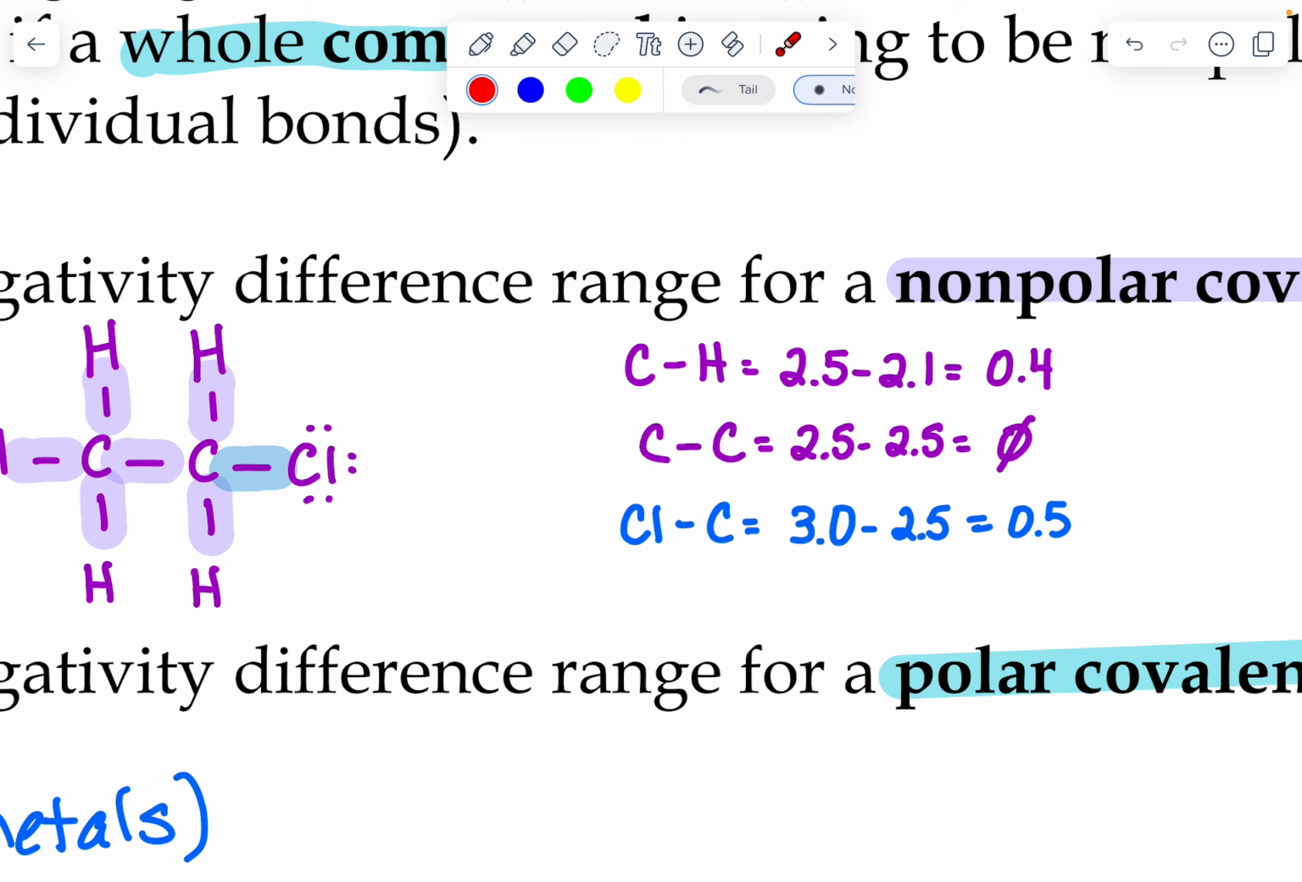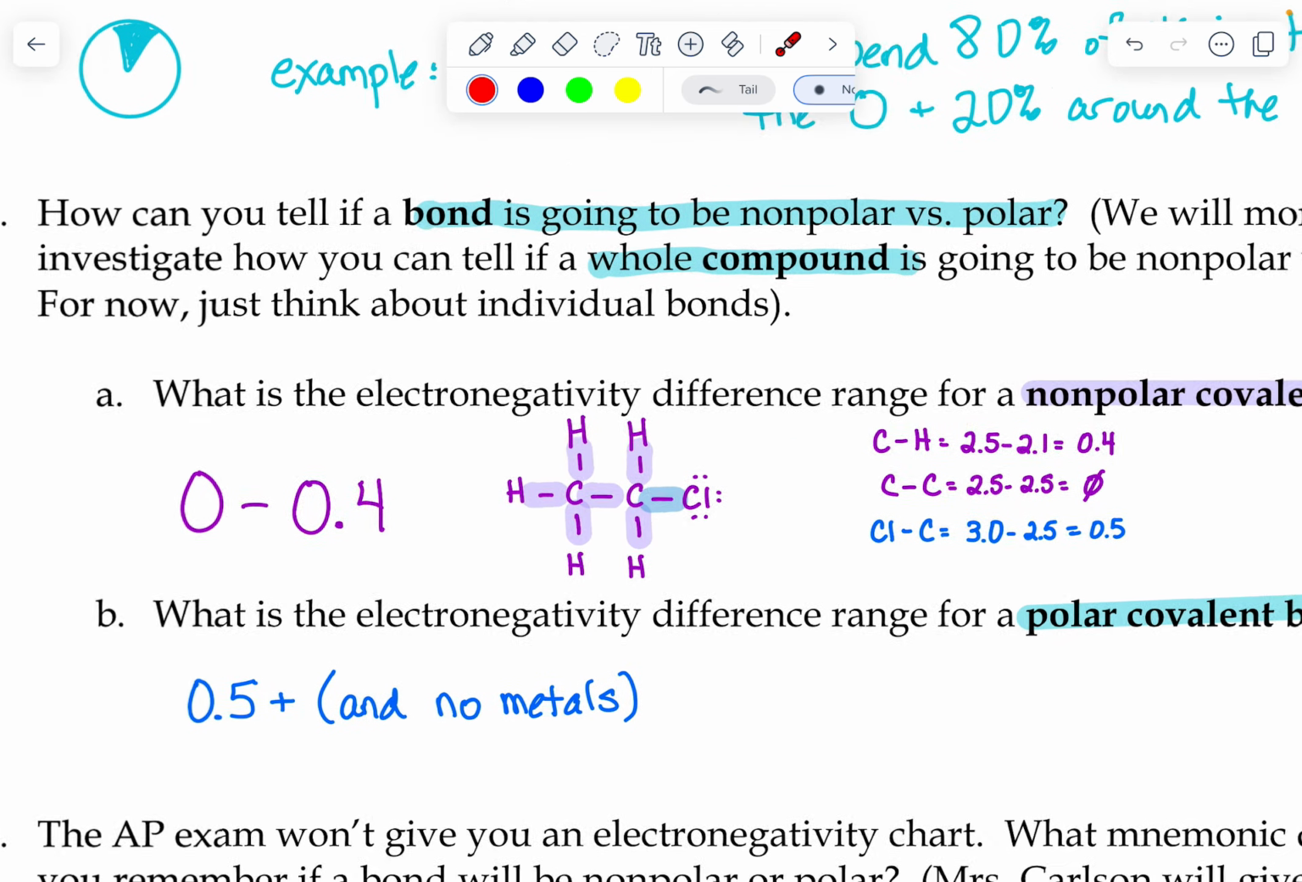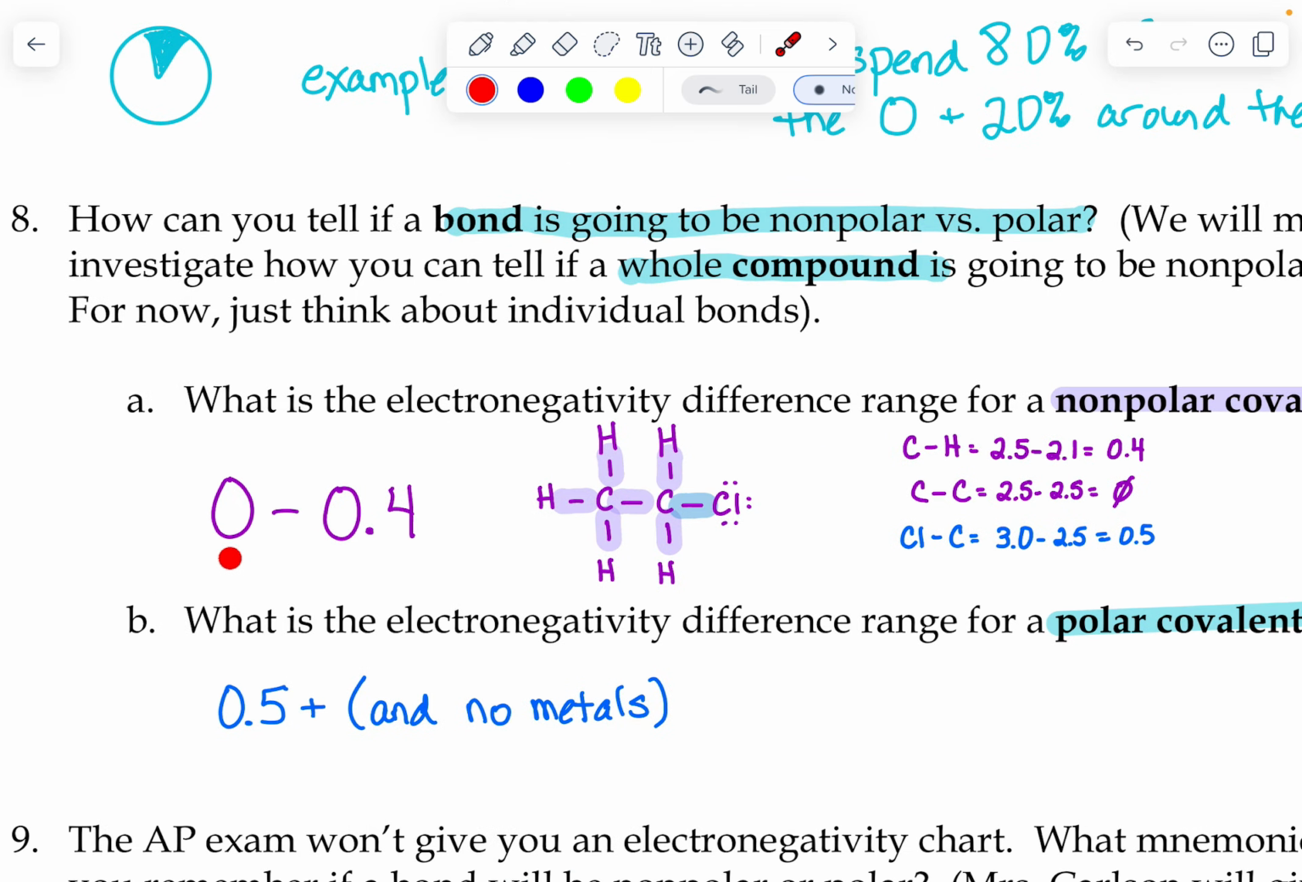Now, technically, carbon does have a higher electronegativity than hydrogen does, so the electrons do spend more time around the carbon than the hydrogen. But we're going to say anything where you find a difference between 0 and 0.4, we'll call that a nonpolar bond. Again, that doesn't necessarily mean that your compound is nonpolar. You have to look at each bond individually to decide polar or nonpolar.